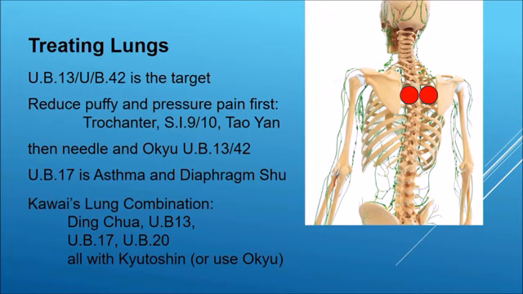Kawai's combination for coughing is also quite useful for lung problems. This is Du14, Huatou, which is Ding Chuan, UB13, UB17, or T7, and UB20, or T11, T12. If I choose the bladder points, those are needled downwards. If I choose the Huatous, they're needled at 45 degrees towards the spine, or 45 degrees towards the spine and upwards. If you're true to Kawai style, all these points would be used with Kyutoshin moxa on a metal-handled needle.